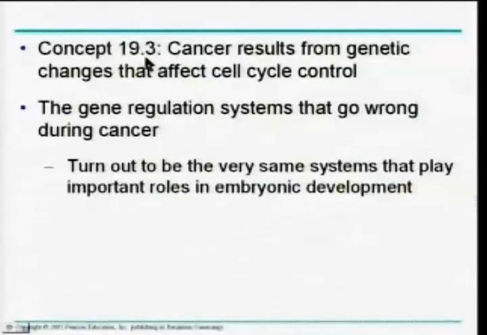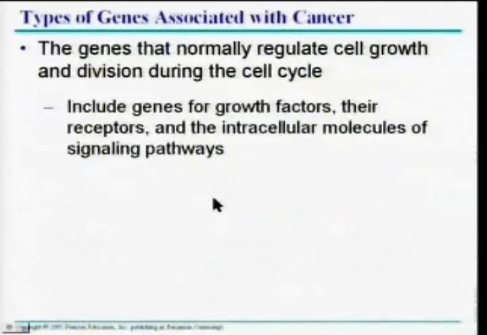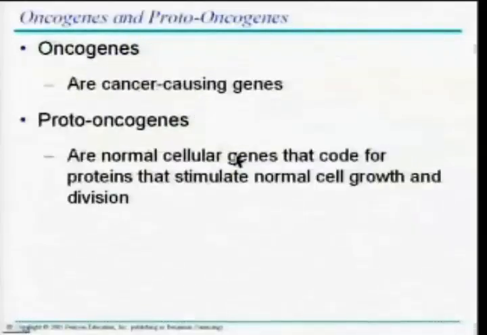Concept 19.3, cancer results from genetic changes that affect cell cycle control. The gene regulation systems that go wrong during cancer turn out to be the very same systems that play important roles in embryonic development. Types of genes associated with cancer are the genes that normally regulate cell growth cycle and division during the cell cycle, and it includes genes for growth factors, their receptors, and the intracellular molecules of signaling pathways.